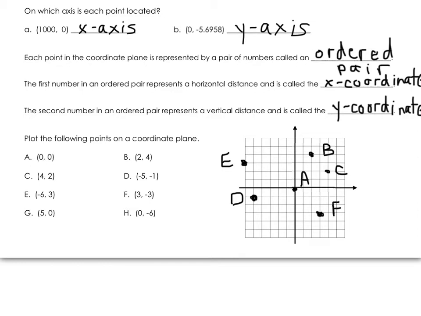Point G, 5, 0. So we go 5 to the right, and then 0 is our y coordinate. We don't go up, we don't go down, we stop right there. 0, -6, we don't go right, we don't go left, but we do go down 6. And that is point H.